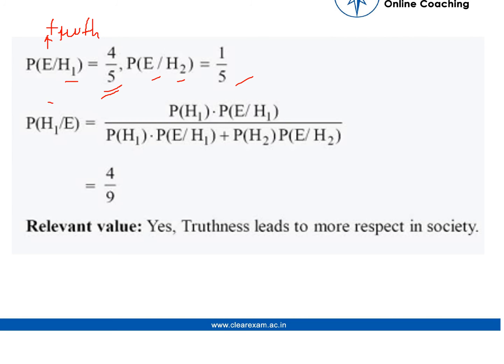Now what we have to find out is this, right? Probability of occurrence of H1 given that E has already occurred. So we will apply this formula, and since we already know the values, we will place them, and finally we are getting the answer 4 by 9.